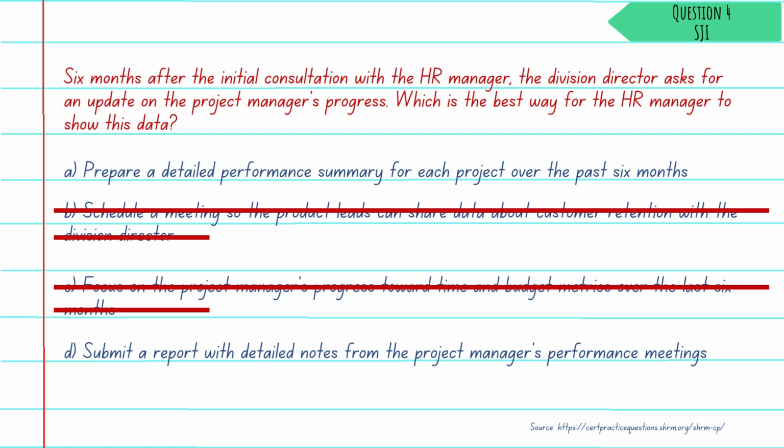Now, we're left with 2 options: preparing a detailed performance summary over the last 6 months and submitting a report with notes from performance meetings. In this case, we would not want to submit a report with detailed notes from the manager's performance meetings because detailed notes about the project manager should not be shared with those outside of HR, a manager, and an employee. Therefore, the correct answer is A. Prepare a detailed performance summary for each project over the past 6 months.